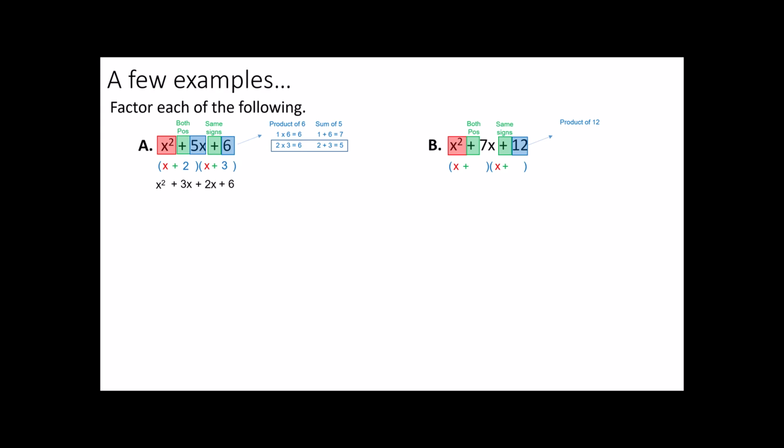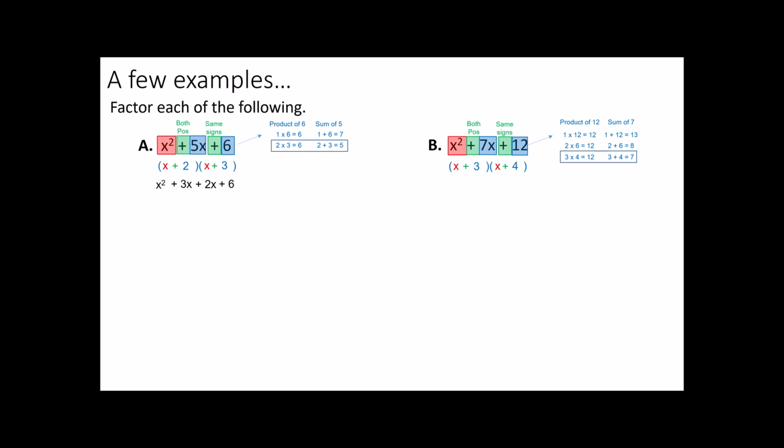There are only three choices: 1 times 12, 2 times 6, and 3 times 4. One of those must fit this solution. Now, the other thing that has to be true is that these numbers have to add up to be 7. Well, 1 plus 12 is 13, 2 plus 6 is 8, and 3 plus 4 is 7. That last set gives me our correct combination, 3 and 4.